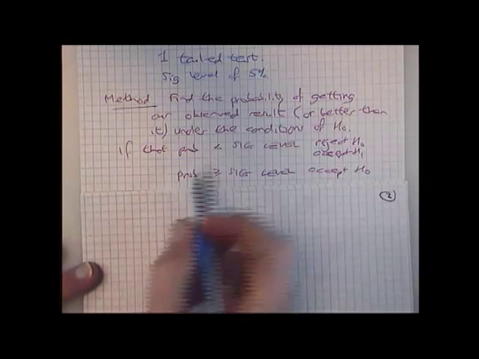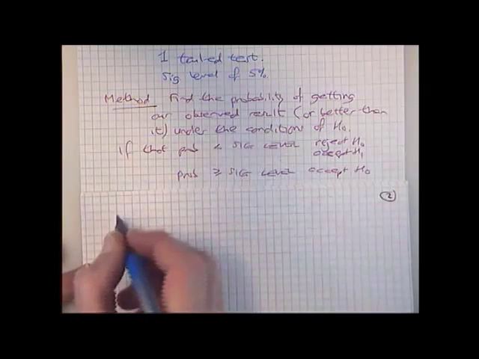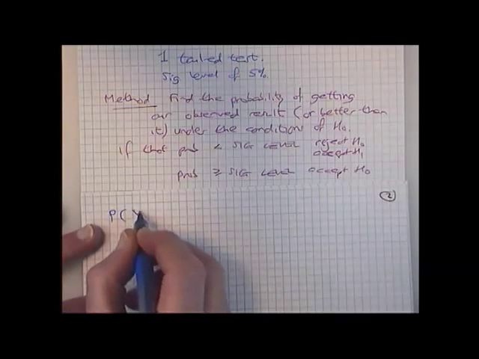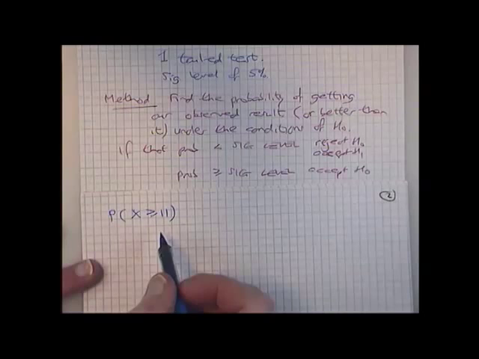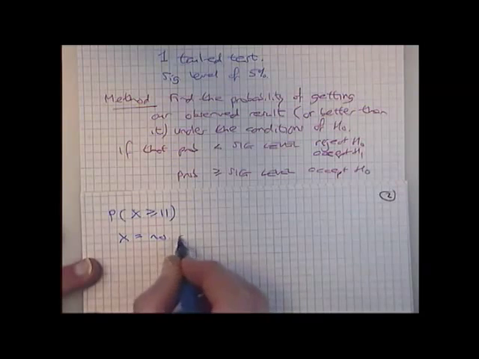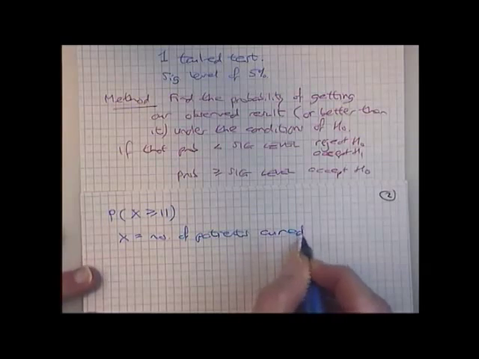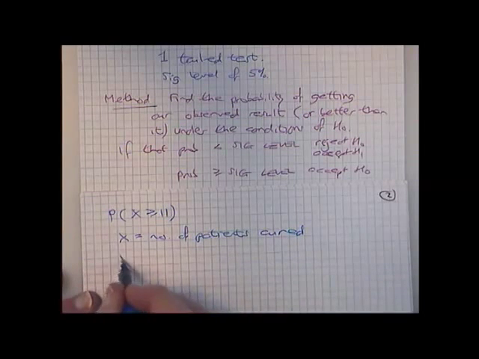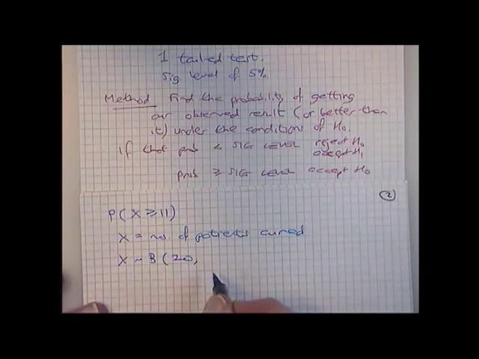So what we've got to work out then is the probability of getting our observed result, which was 11, or better than that, so 11 or more. We want the probability of getting 11 or more. Now, if I'm writing this down, I really ought to have stated somewhere already what X actually is. So X is the number of patients cured. And I also need to state what distribution I'm using. Well, we talked about it earlier. We said X then will follow the binomial distribution. We said earlier N is 20. And under the conditions of the null hypothesis, which is what we use, P is 2/5.